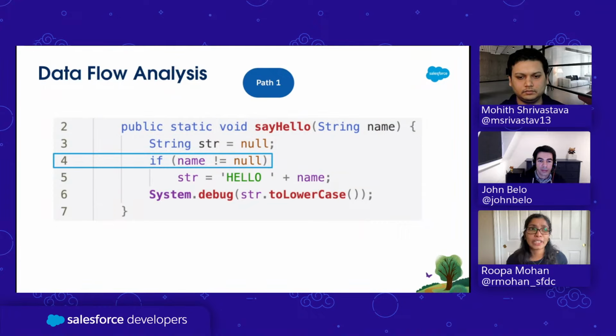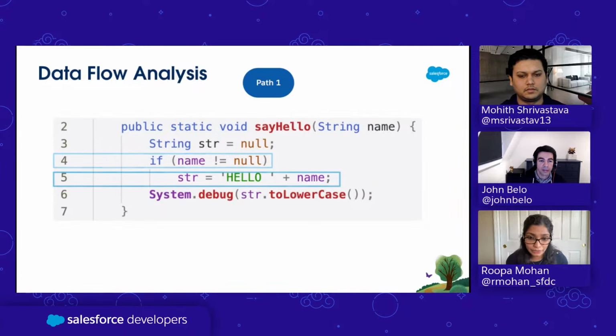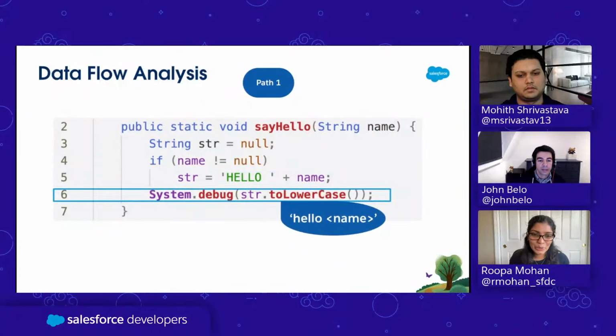It already knows there is this name parameter. I don't know what the value is. But just for now, let me assume that this condition was true. And if this was true, it goes to line 5. At line 5, it notes down that str is assigned an actual value. It's not null anymore. So by the time it gets to line 6, it knows that toLowerCase is just invoked on this str, and then it prints hello name, right?